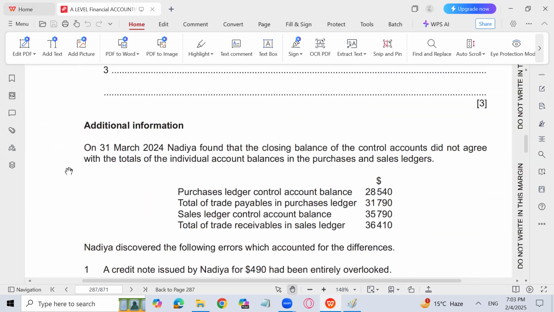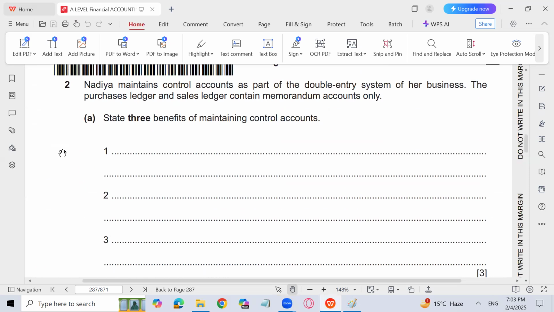Important thing in this question is this. First of all, Nadia maintains control accounts as part of the double entry system of her business. The purchase ledger and sale ledger contain memorandum accounts only. State 3 benefits of maintaining control accounts. Sir, what are memorandum accounts? Memorandum accounts means control accounts, right?